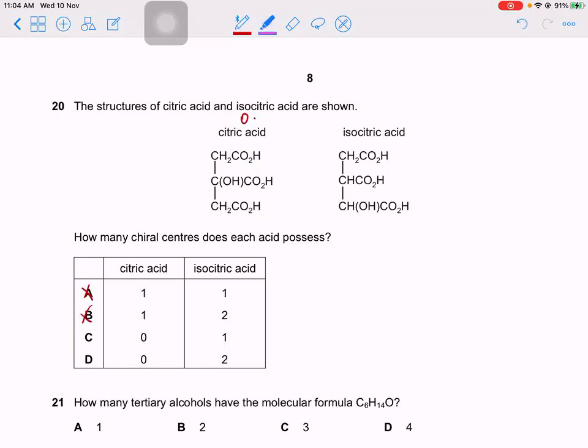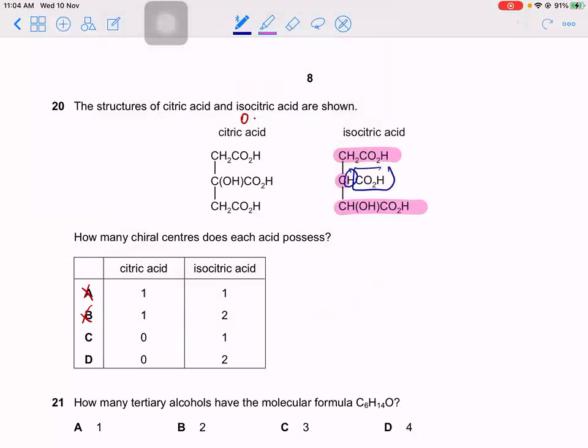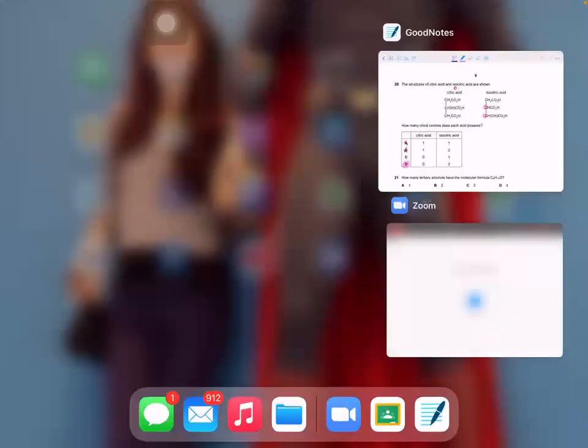Let's find the chiral centers here. Can this be chiral? No, 2 hydrogens. Double bond. Can this be chiral? Yes, because this is different, H is different, and CO2H is different. So yes, this one is chiral. Can this be chiral? No, double bond. Can this be chiral? H, OH, CO2H, and all of this. Yes, this is also chiral. The answer therefore is 0 and D. Is this clear? Any questions?